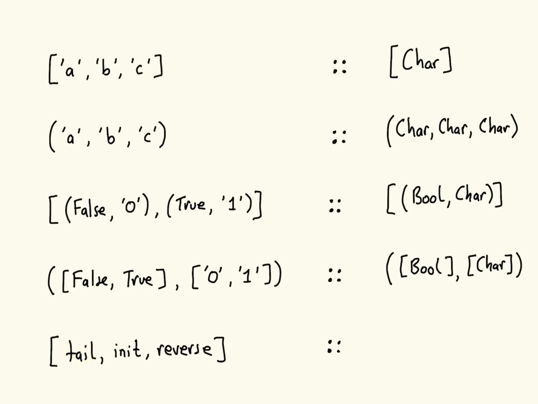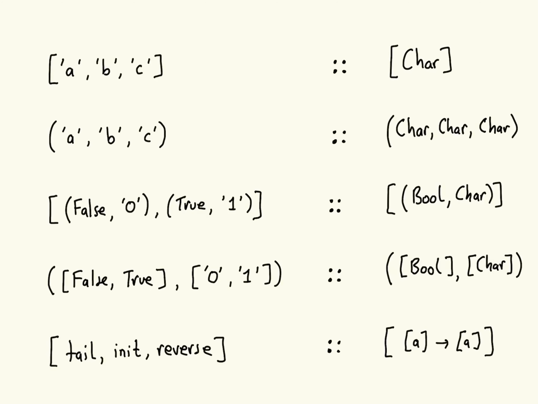So we can write down the type then. This one's a little bit more tricky. So we have a list, and what we have inside the list is a list of functions, and each of these functions takes a list of A and gives you back a list of A. So tail does that, init does that, and reverse does that. So they all have the same type, so we can put them into a list. And again, Haskell is flexible. It lets you put anything you like into a list as long as all the things in the list have the same type.